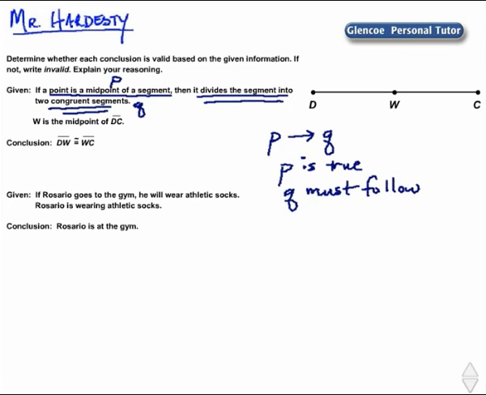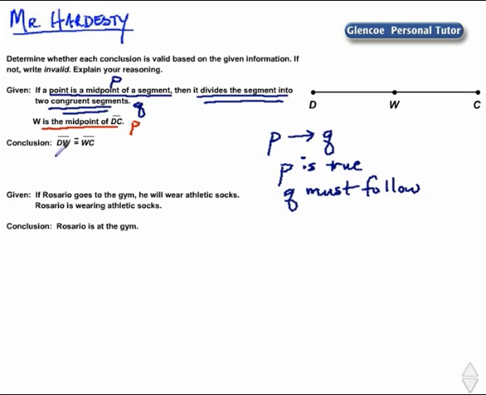The next statement, W is the midpoint of DC, is a specific way for this problem to reinforce the hypothesis. That is, a point is a midpoint of a segment, and in this statement we say W is the midpoint of segment DC. So P is true and has been reinforced.